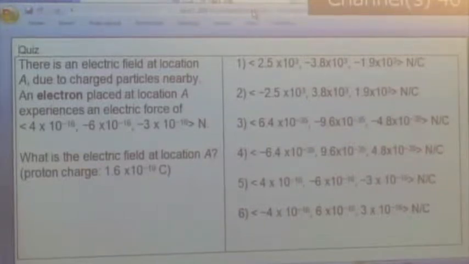So we have an electric field at location A due to charged particles nearby, and an electron placed at location A experiences an electric force of 4 times 10 to the minus 16, negative 6 times 10 to the minus 16, negative 3 times 10 to the minus 16 newtons. What's the electric field at location A? Okay, so we're placing an electron there, and the charge of a proton is positive 1.6 times 10 to the minus 19 coulombs. Okay, give you a few minutes to try that.